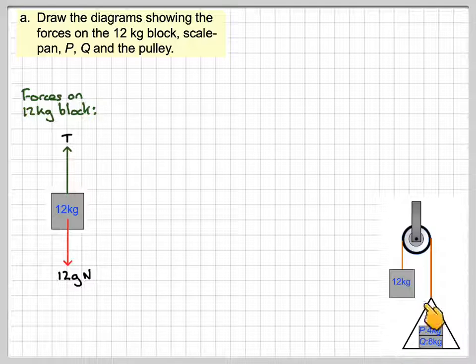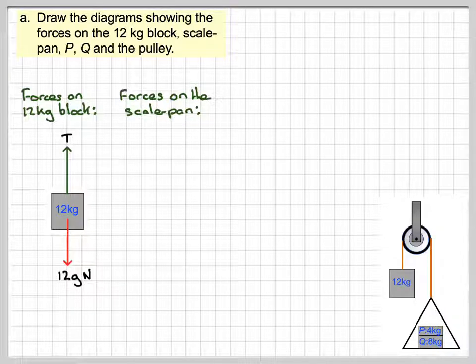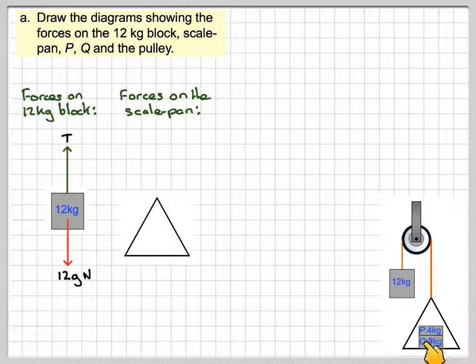Next, I'm going to take the scale pan. The scale pan doesn't weigh anything itself, however there is 12 kilograms acting downwards, so there's going to be a weight of 12G newtons, and then it's also attached by the same string, which will also have a tension of T newtons.